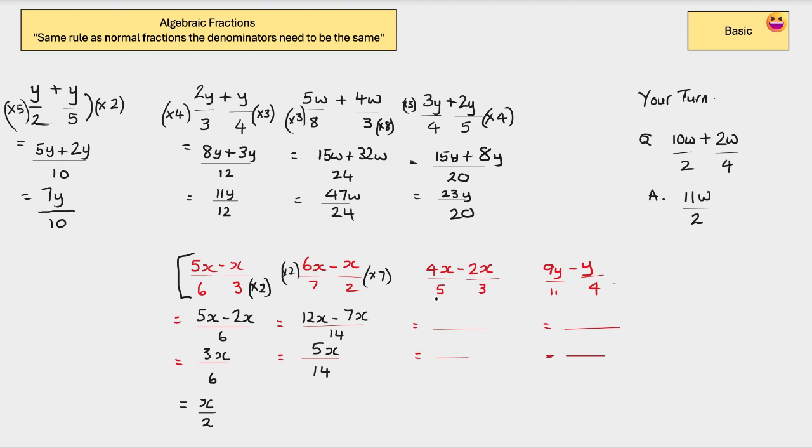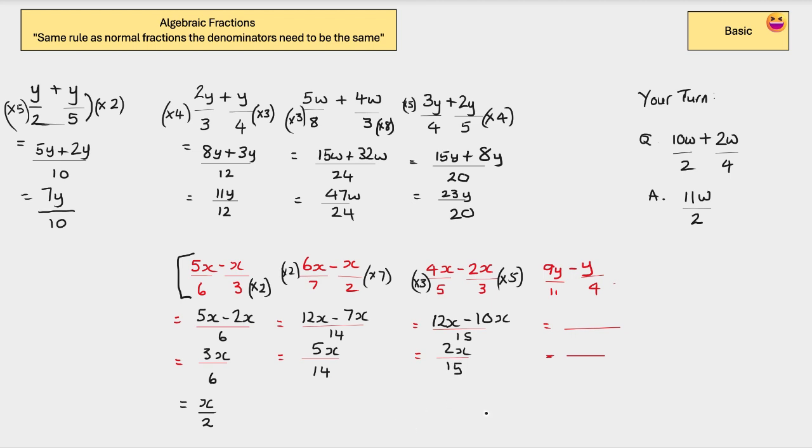4x minus 2x. So I know the lowest number they both go into is 15. And to do that, I've got to multiply this fraction by 3 and this one by 5. So we now know that by multiplying these by 5 and 3, it gives us 15. 4 times 3 is 12x, minus 2 times 5 is 10x. That leaves 2x over 15.